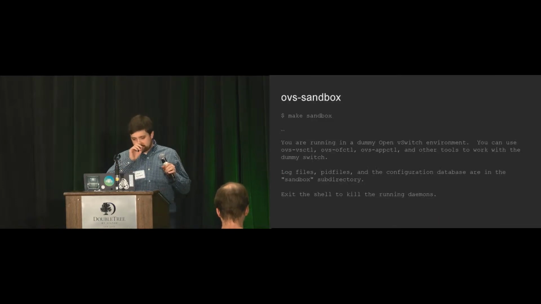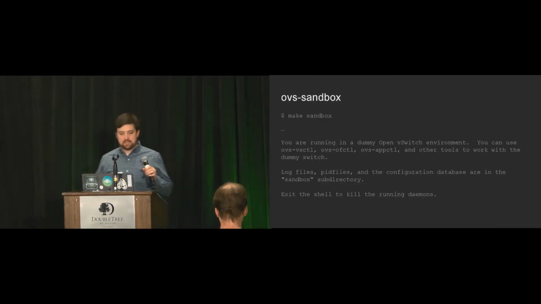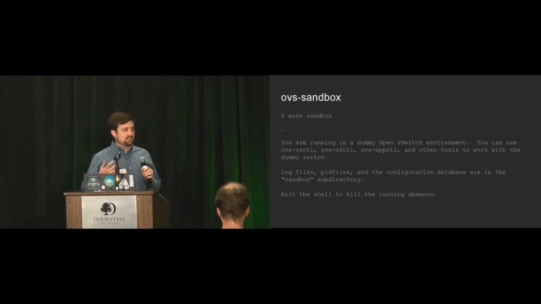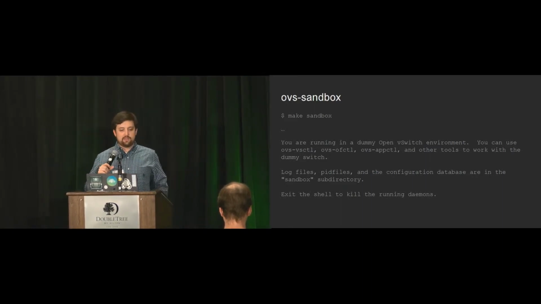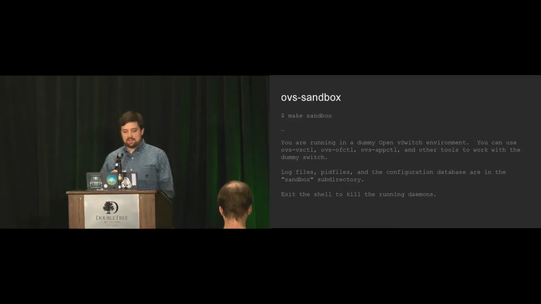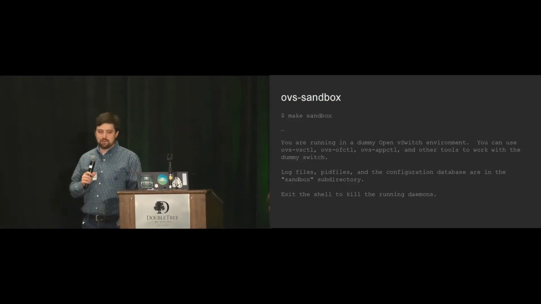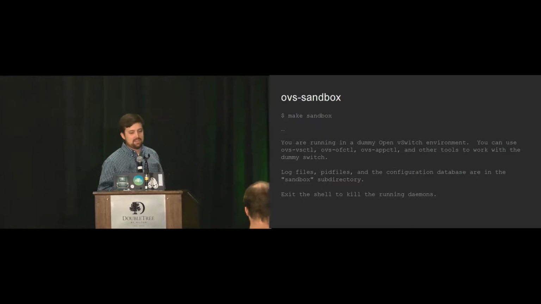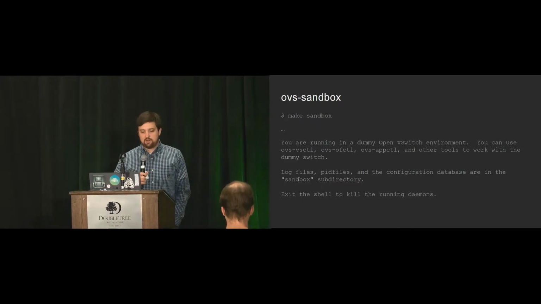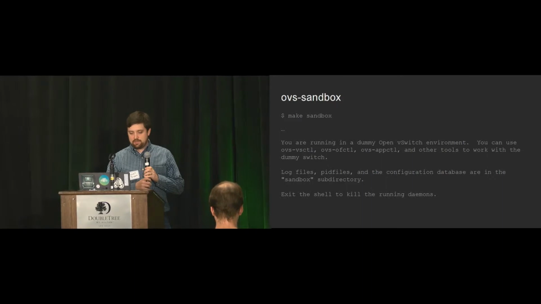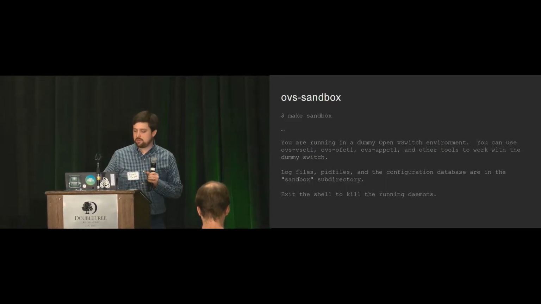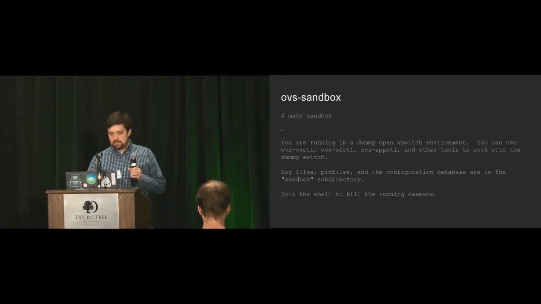So first, it shows you how to use OVN with this thing called OVS Sandbox. It is easy to use as long as you clone the Git tree of OVS, then you run make sandbox. And you see this message that it prints out at the end. It says you're running in a dummy Open vSwitch environment, and you can use your typical OVS command line tools with it. And you know, just exit the shell when you're done, and it all gets thrown away.